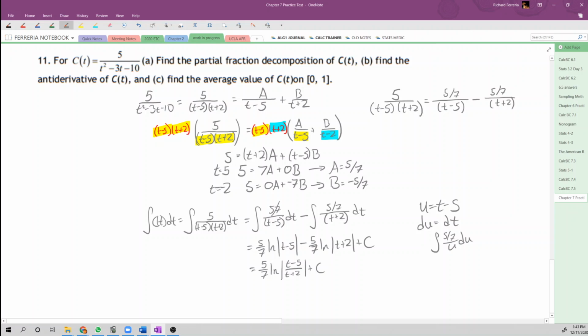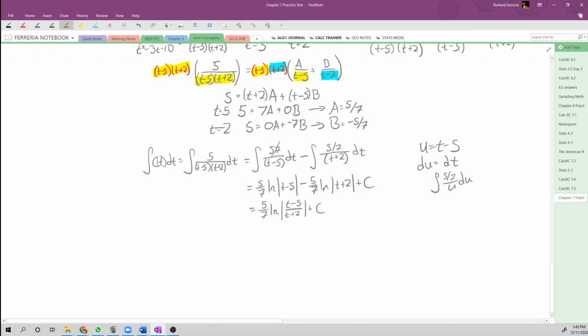The next thing is to find the average value. So let's do our average value. The average value is going to be equal to 1 over 1 minus 0, integral from 0 to 1 of c of t dt. And that's going to be equal to the integral from 0 to 1 of 5 over t minus 5 times t plus 2 dt. And of course, we already figured out what that antiderivative is, so we can just go straight to our antiderivative.